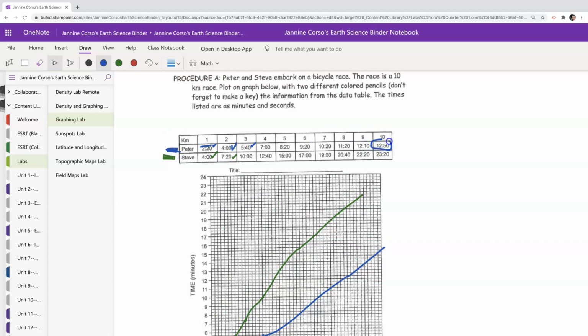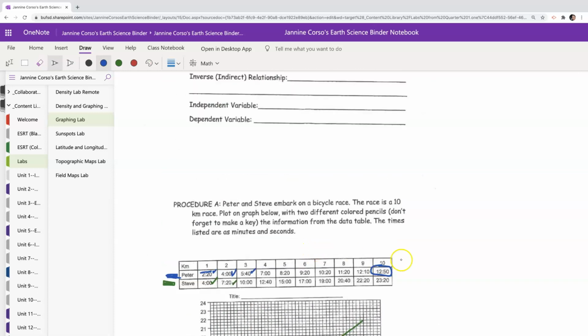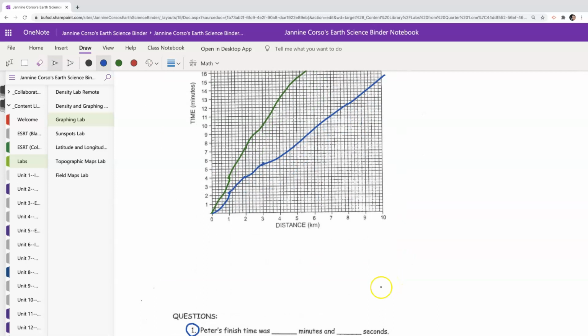Peter had a finish time of 12 minutes and 50 seconds. And then the next question says, what was Steve's finish time? And Steve's finish time, again, right up in the data, is 23 minutes and 20 seconds. Fantastic. Questions 1 and 2 are done.